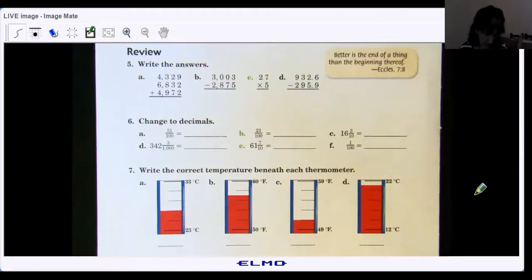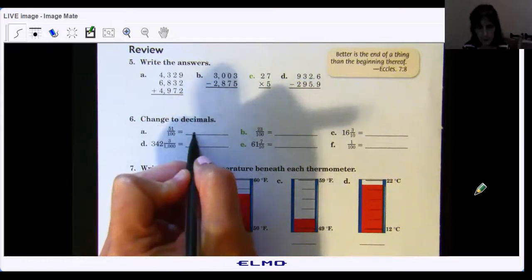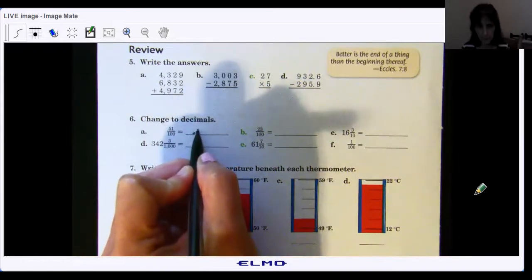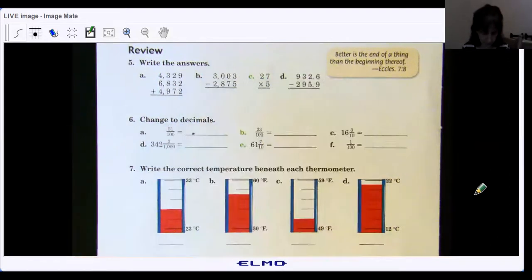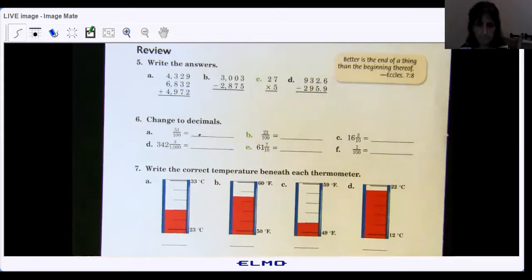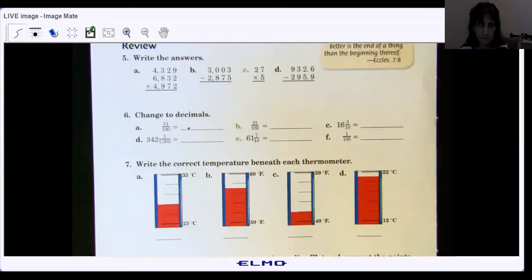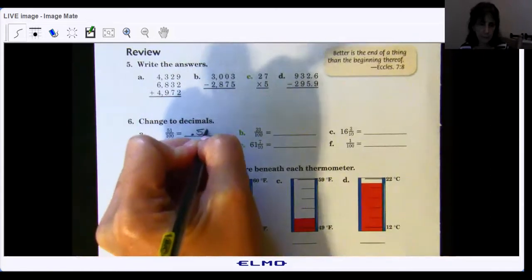Let's change to decimal. 51/100. So it would be decimal point 51. So you have 2 zeros. Decimal point 51, just 5-1, yeah. There's decimal point 51. Okay.